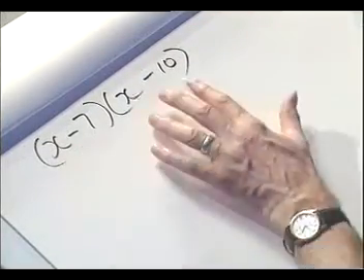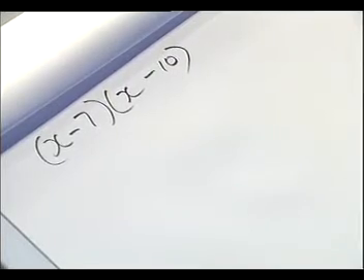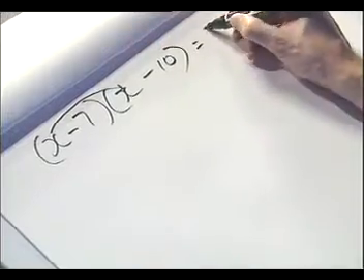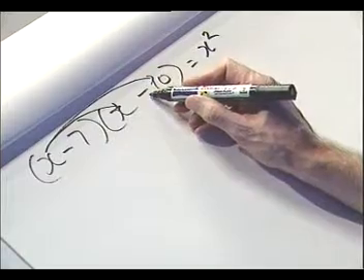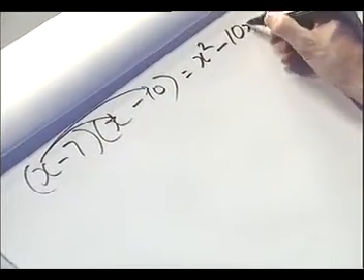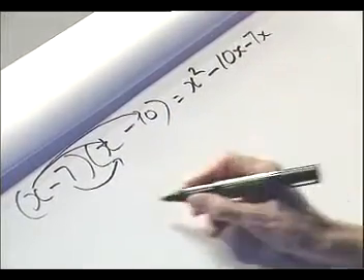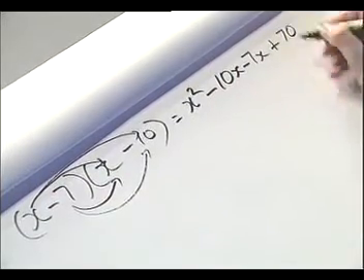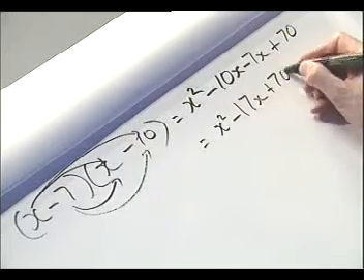So first of all, we've got x take away 7 times x take away 10, or x minus 7 times x minus 10. And let's expand this as we've done before. So x times x, that gives us x squared, and x times, now this is minus 10, so it gives us minus 10x. Minus 7 times x, minus 7x, and minus 7 times minus 10, plus 70. And we can simplify that: x squared minus 17x plus 70.